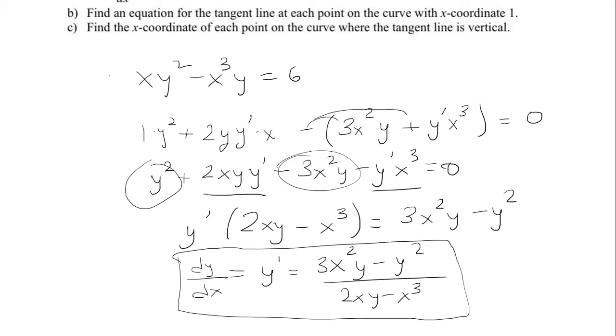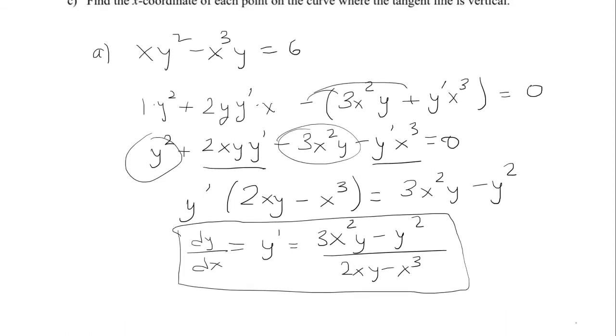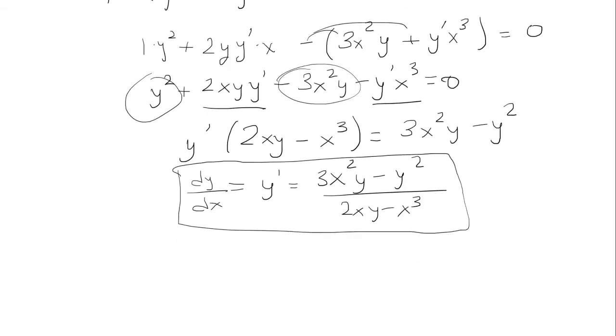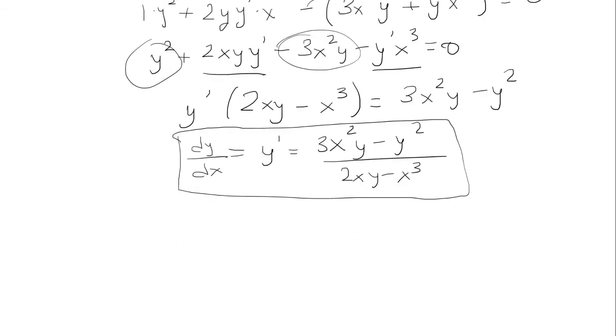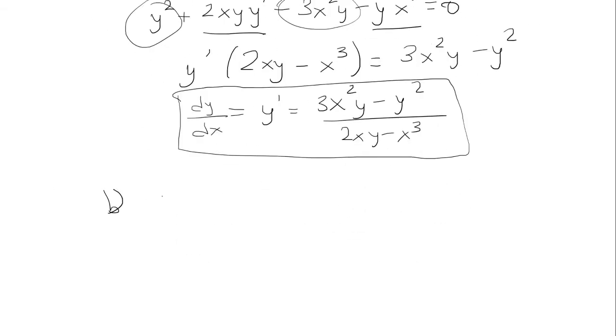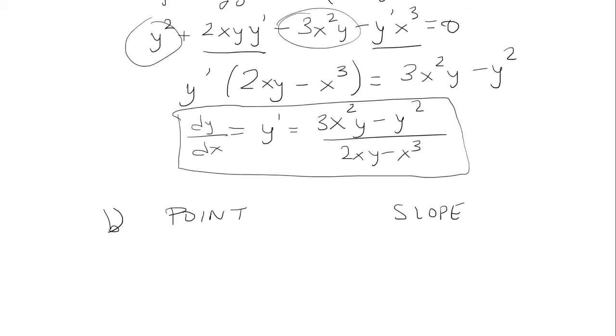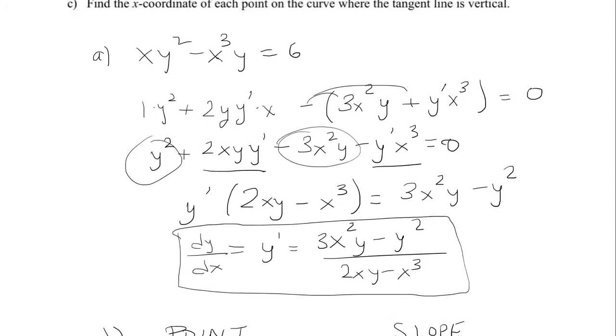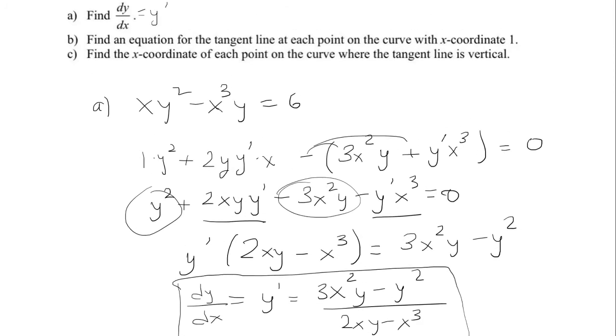Okay, so this is for part A. For part B, we want to find an equation for the tangent line at each point in the curve with x-coordinate 1. So with the tangent line, you need two things. You need a point and a slope. We're only given the point x equals 1. So we want to figure out the y coordinate. So let's go back up here.